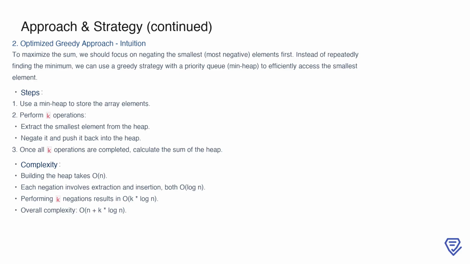The process involves building a min heap from the array, which takes O(n). Then, for k operations, we extract the smallest element, negate it, and push it back into the heap. Once all k operations are performed, the sum of the heap is calculated. This method significantly reduces the time complexity to O(n + k * log n) by optimizing the operations required to access and modify the smallest element.